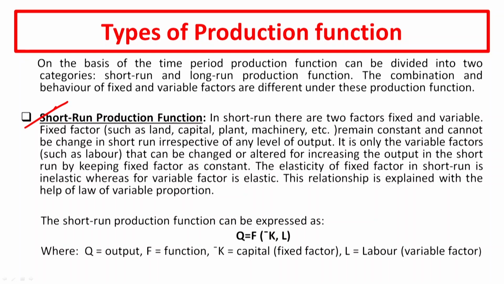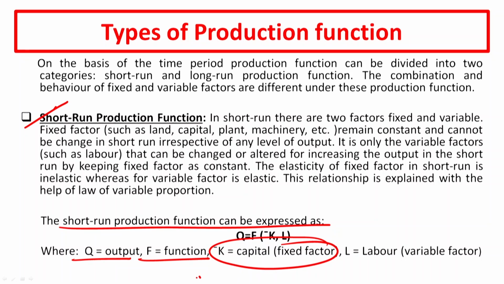So this short run production function can also be expressed in the form of a formula, that is Q is equal to F(K bar, L). That means Q is the output, F is the function, K bar represents capital, which is the fixed factor, and L, labor, is the variable factor. That means in the short run there are two factors, the fixed factor and the variable factor.